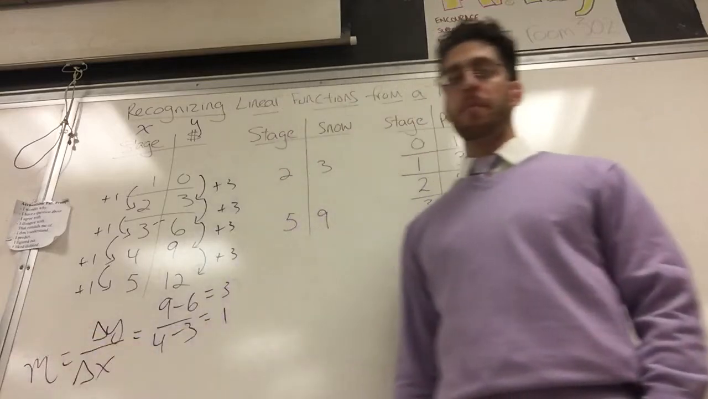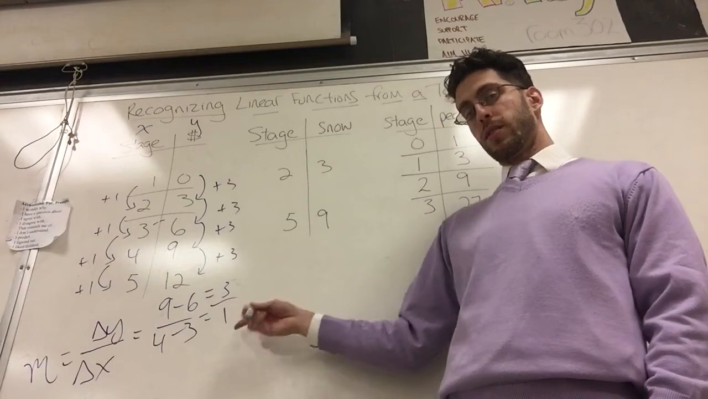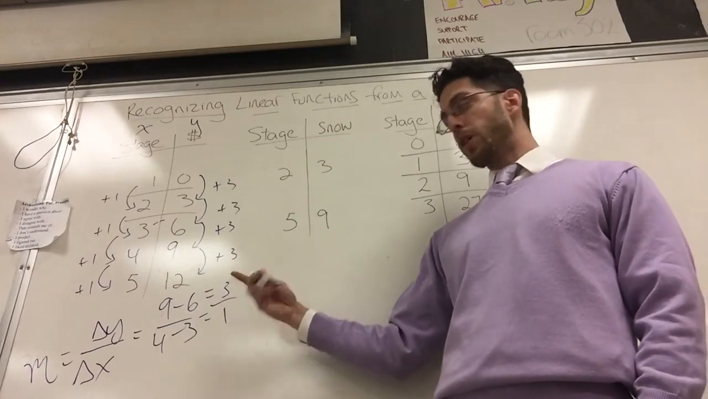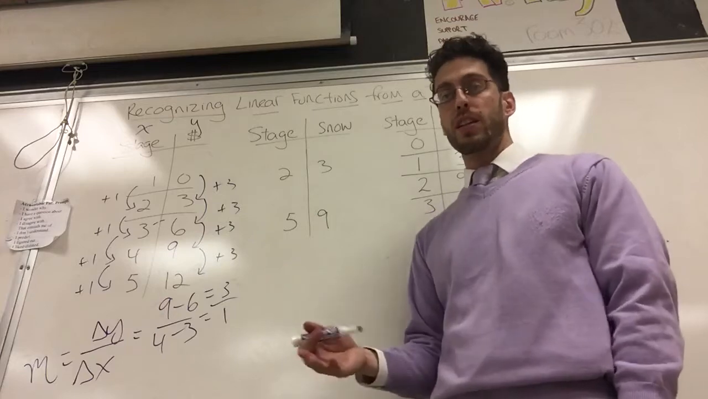Letter for slope is m. So the slope is 3. 3 over 1. 3 over 1 is still 3. 3 divided by 1 is still 3. So my slope, my rate of change, my rate is 3.